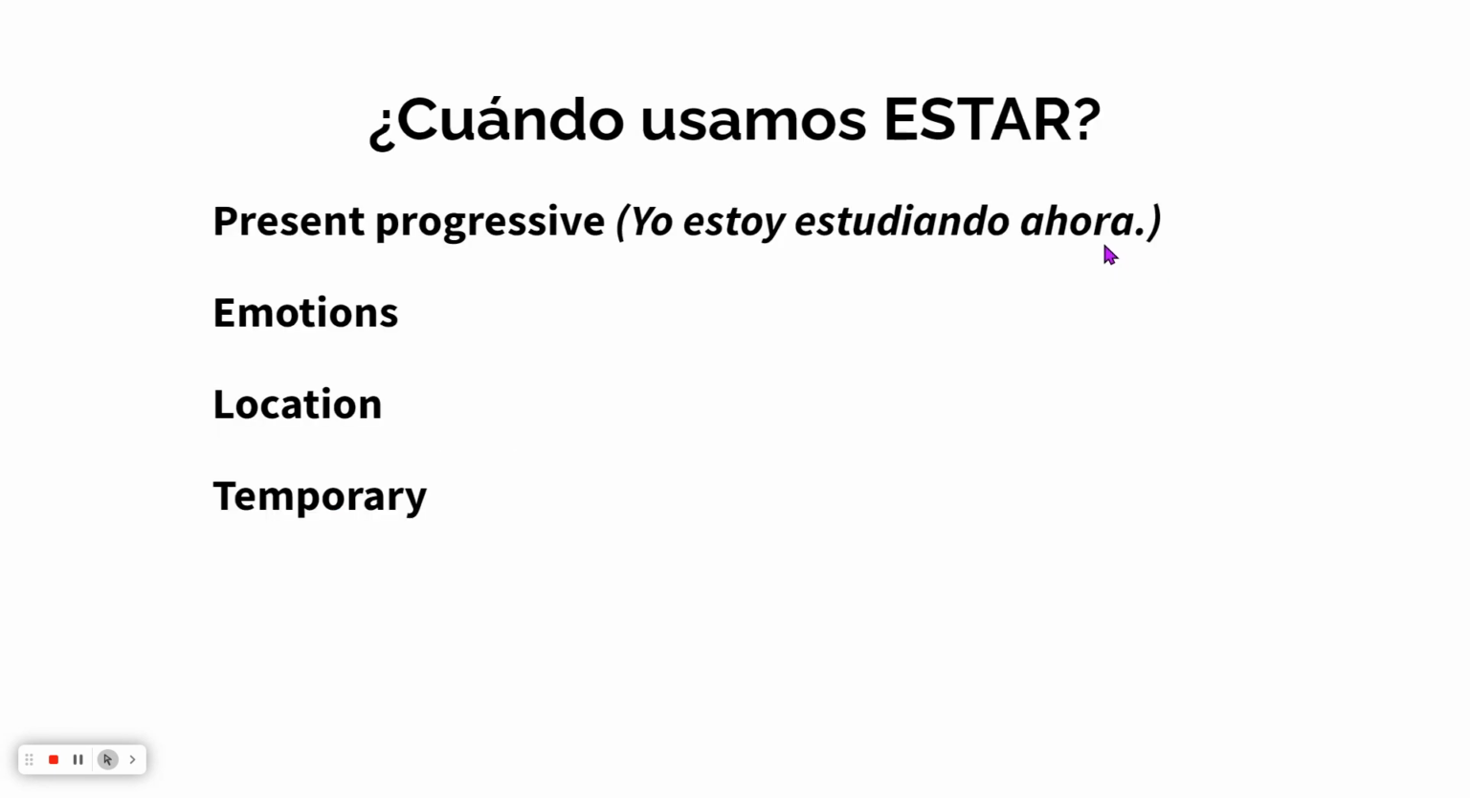And to finish up now, we're going to be getting into how we use ESTAR, cuando usamos ESTAR. And so here we have the word pelt. So for the present progressive, presente progresivo, our example is yo estoy estudiando ahora. I am studying now. You should have done the present progressive in Spanish 1 and or Spanish 2. If you have not, please let me know so we can make sure to touch on it. Emotions, location, so dónde estás, where are you, and things that are usually temporary.